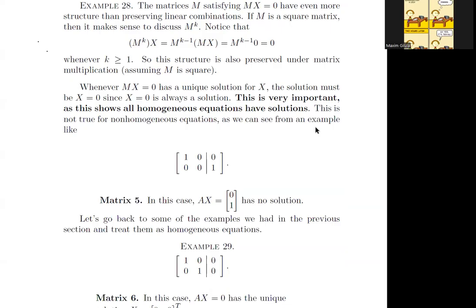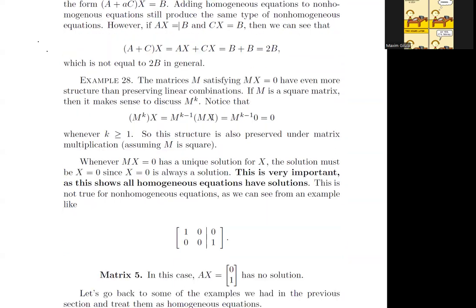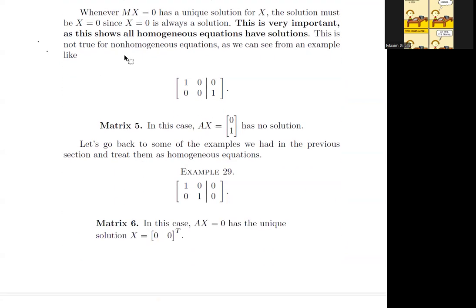Whenever Mx equals 0 has a unique solution for x, the solution must be 0, because x is 0 is always a solution. And notice that for Ax equals b, x is 0 is never a solution. So this is really important because it shows all homogeneous equations actually have solutions. This is not true for non-homogeneous equations.